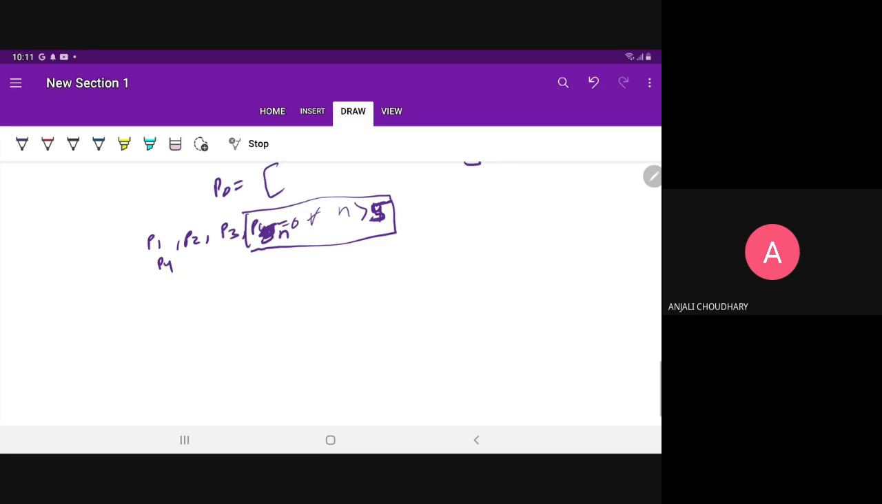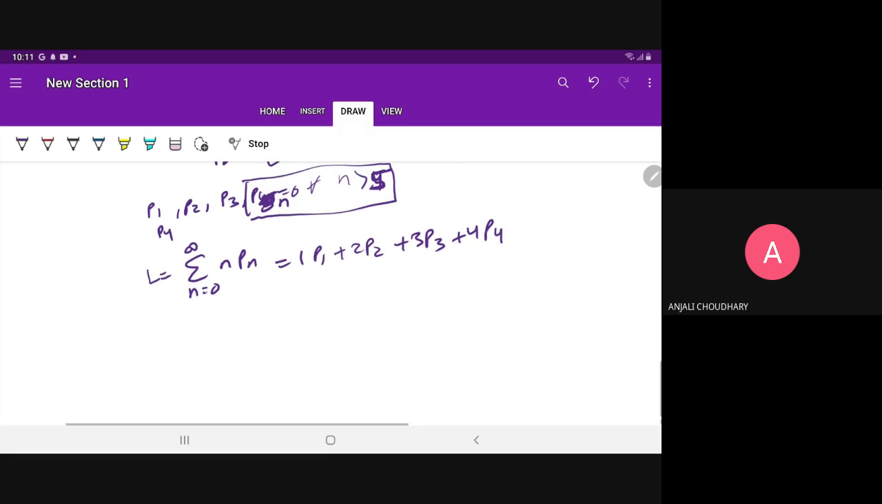So after having this, if you have to compute the L, what is it? Basic formula is n into Pn, n varying from 0 to infinity. That is 1 into P1, we know the value of P1, 2 into P2, 3 into P3, 4 into P4. So that is the L.